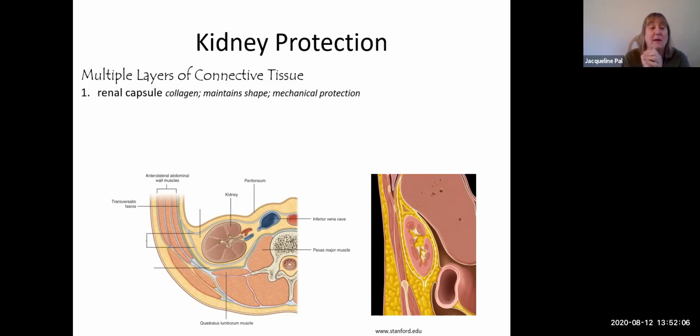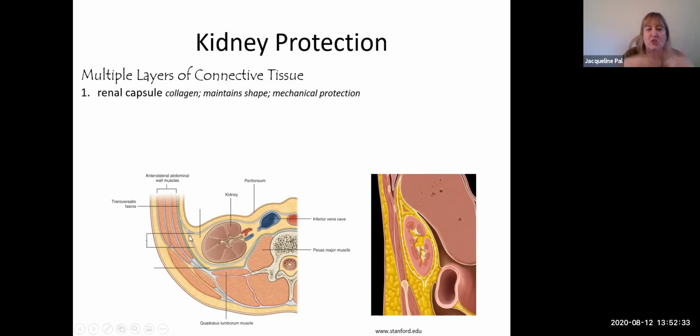Okay, now that we're oriented, the first layer is the layer that's closest to the kidney, and that actually forms the capsule of the kidney. So we've got dense irregular connective tissue with lots of collagen forming this renal capsule, maintaining its shape and giving it just a modicum of mechanical protection. Now, if you look at both of these pictures, you can see the capsule. On the one on the right, it is a white line, and on the one on the left, it is the black line surrounding the capsule.